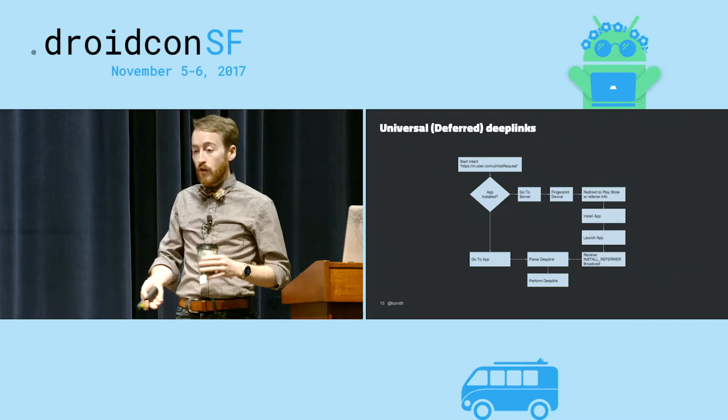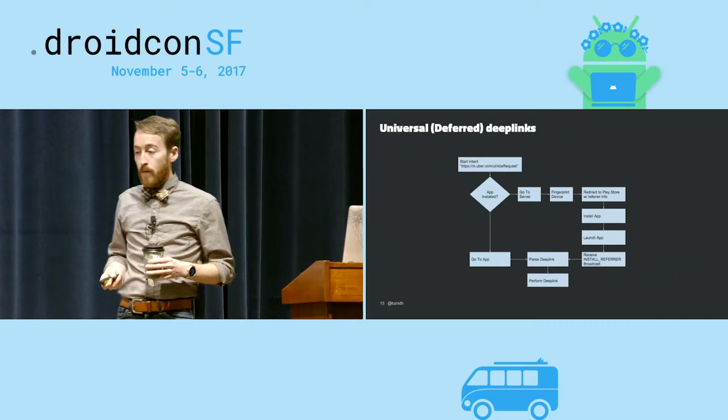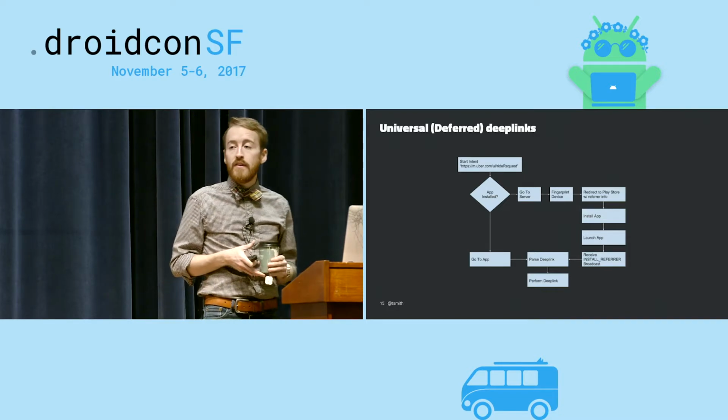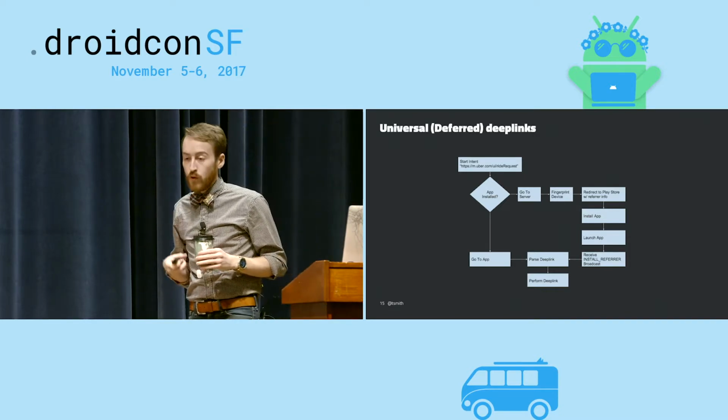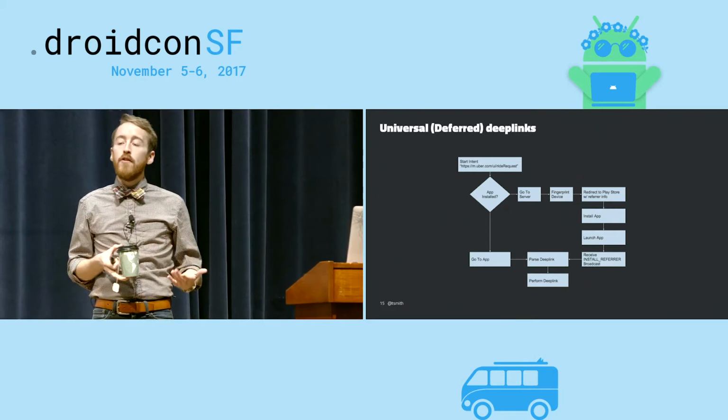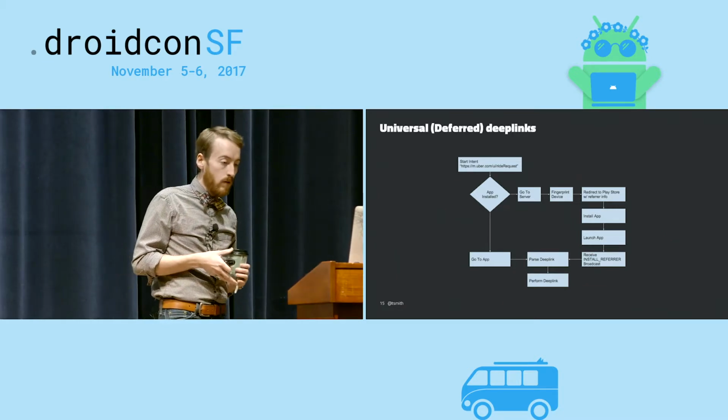Now, when the user installs the app and they open the app, there's a broadcast that's emitted from the Play Store, and that's going to contain that referrer query parameter. So this is your opportunity to grab that and then continue that flow for the specific user.